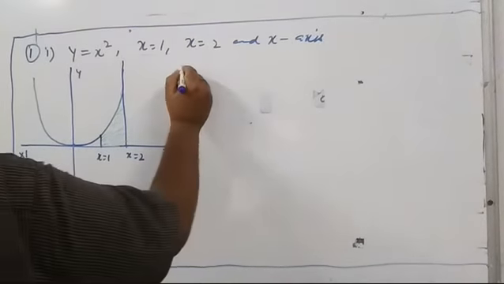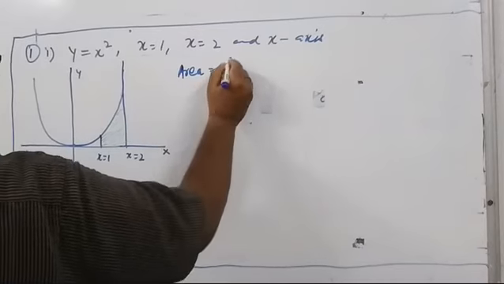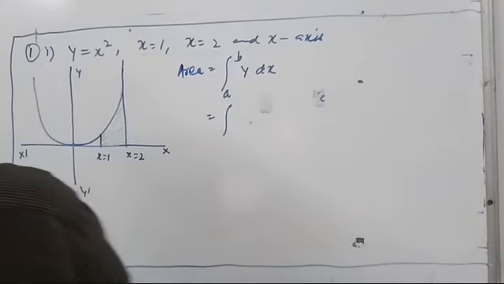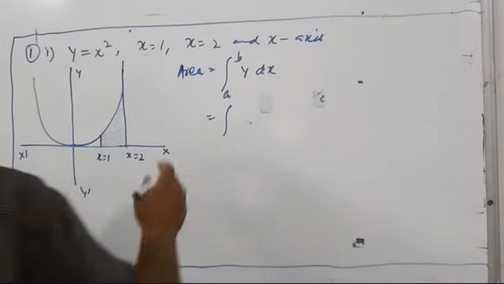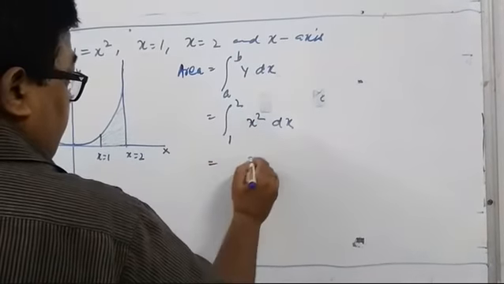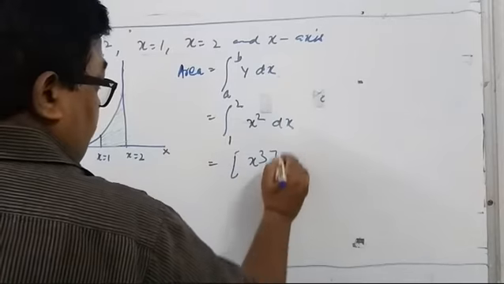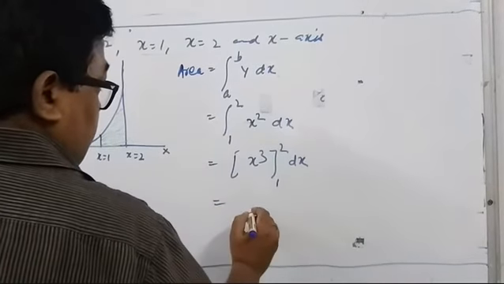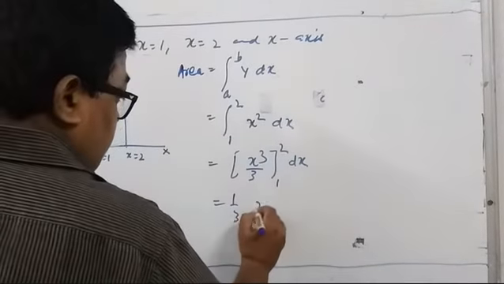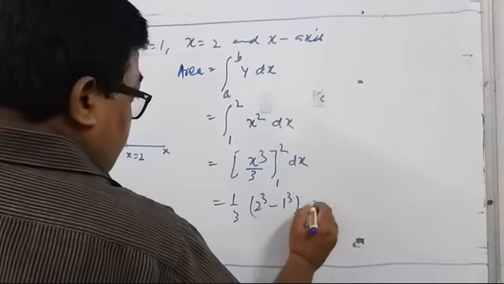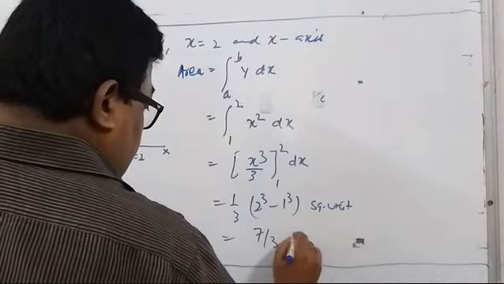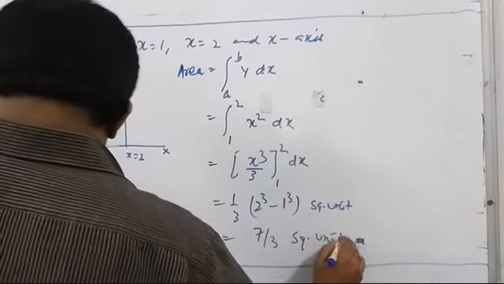Using the formula, area is equal to the integral of y dx from a to b. Putting the value of y, this is the integral of x square dx, limit 1 to 2, x cube by 3, and 1 upon 3, 2 cube minus 1 cube, which is 7 upon 3 square unit.